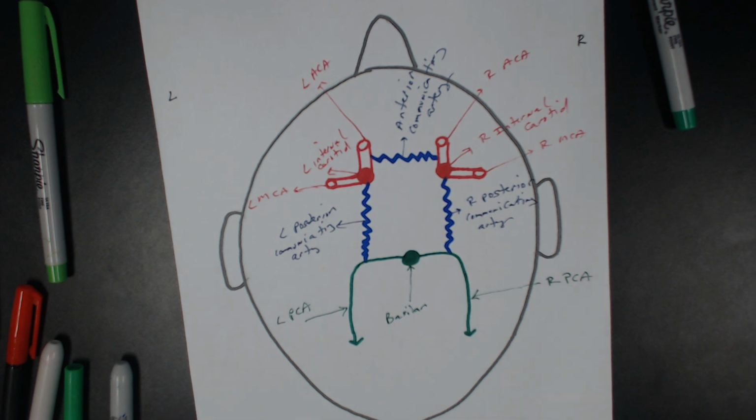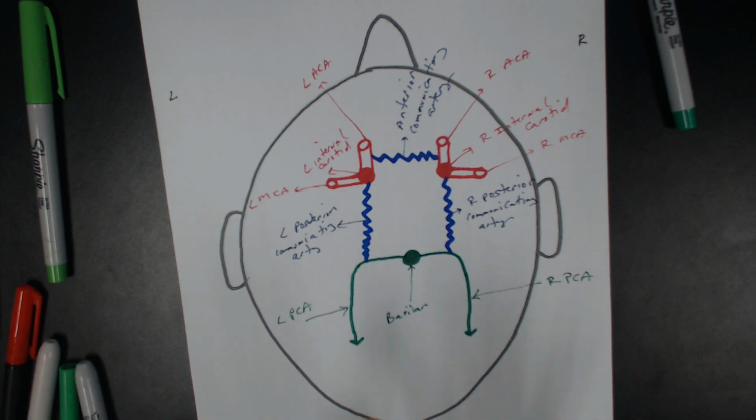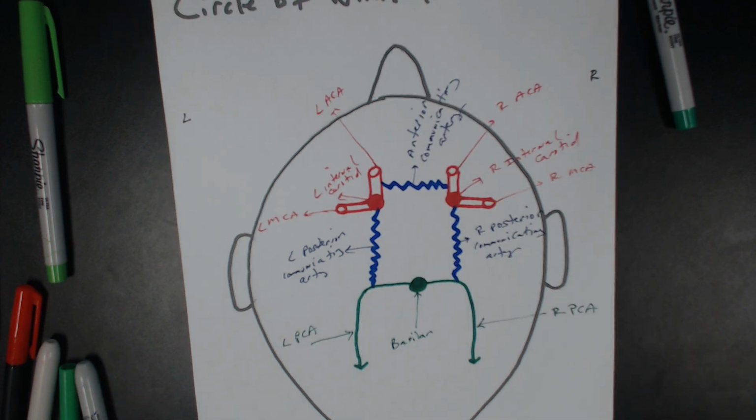Any other questions? You see the circle of Willis now? Does that help make more sense, Morgan? Okay, now you got it? Yeah, I think it was the vertebrals that were confusing you. So, okay. All right, let's go ahead and move on then. That's the circle of Willis from above.